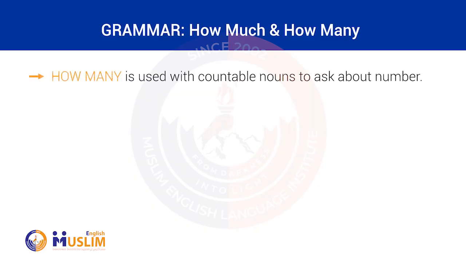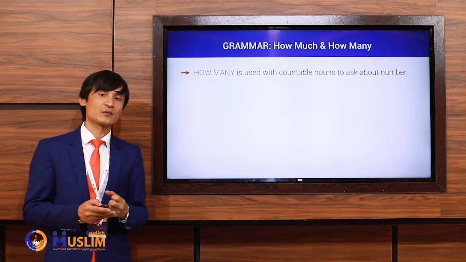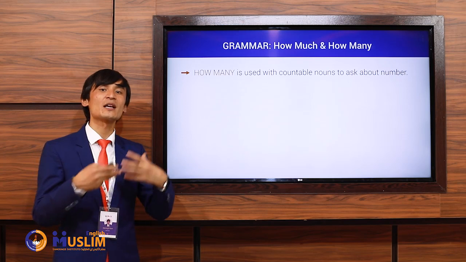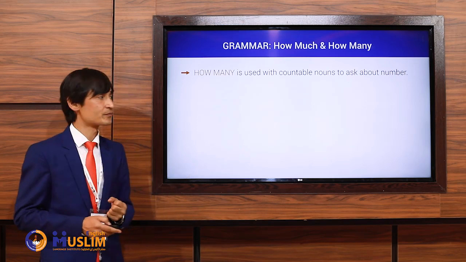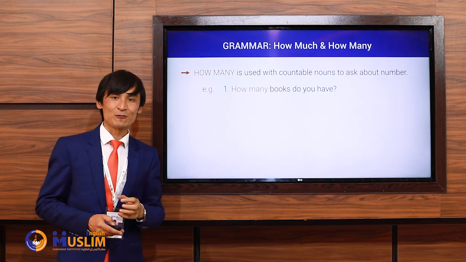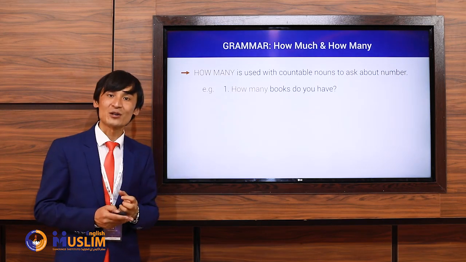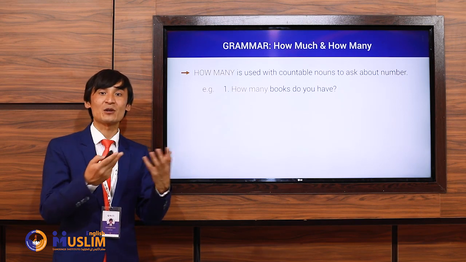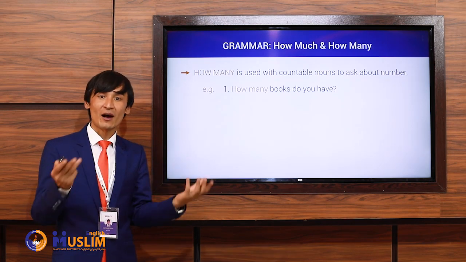How many? چند تا یا چه تعداد. How many is used with countable nouns to ask about number. How many با اسامی قابل شمارش استفاده میشه برای پرسیدن تعداد چیزی. For example, how many books do you have? چند تا کتاب داری؟ You might say, I have 10 books, شاید بگی 10 book, 20 books, 100 books.